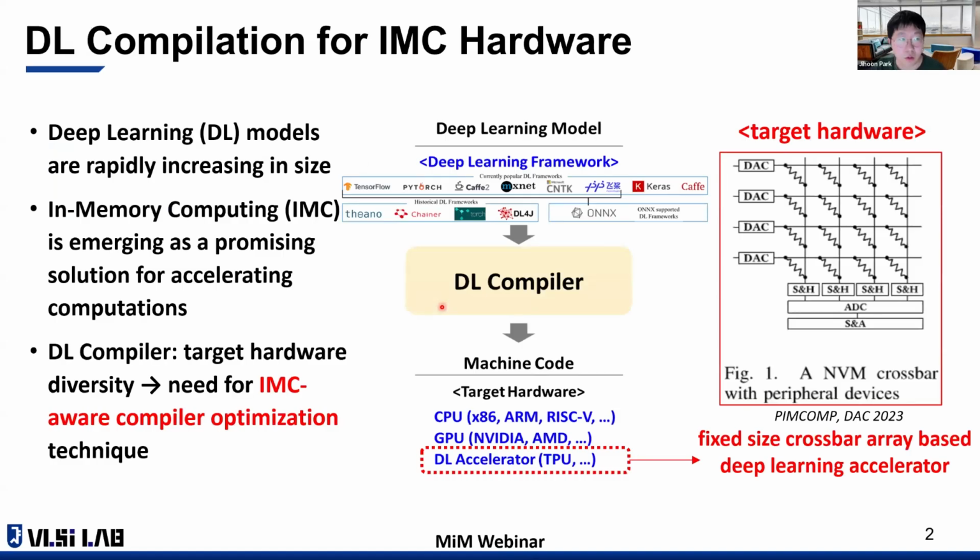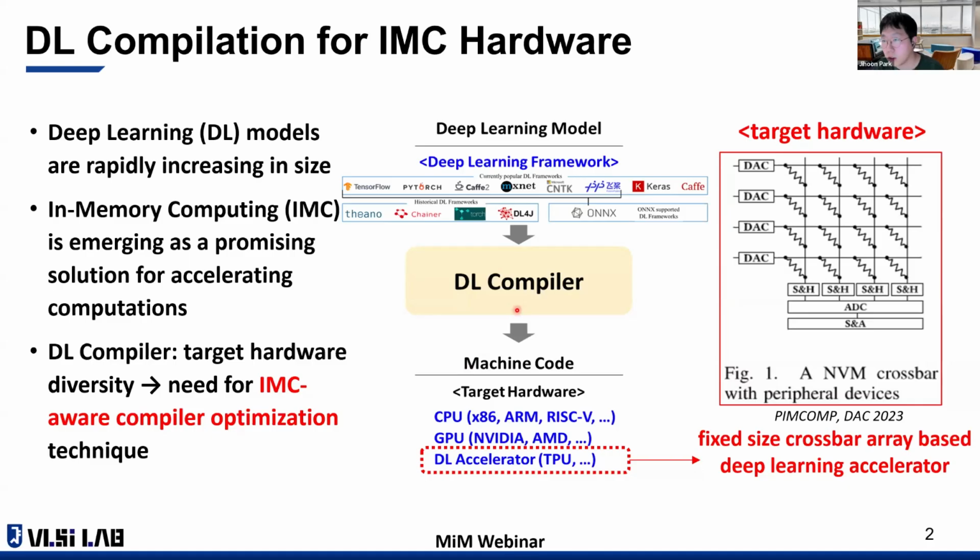So let me introduce you to the deep learning compilation landscape for IMC hardware first. As you all know, deep learning models are rapidly increasing in size, and in-memory computing is also emerging as a promising solution for accelerating computation. There are a lot of deep learning compilers out there that target a lot of hardware diversity. Think of CPUs, GPUs, NPUs: they are all diverse hardware that want to accelerate deep learning models. But there is also a need for optimizing for IMC. So there is some need for IMC-aware compiler optimization techniques.